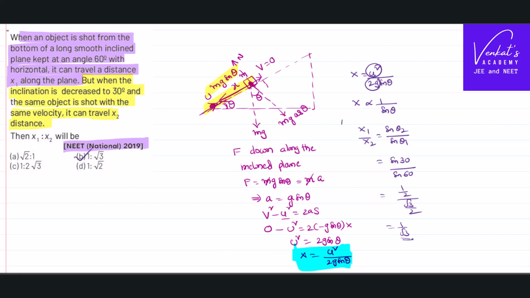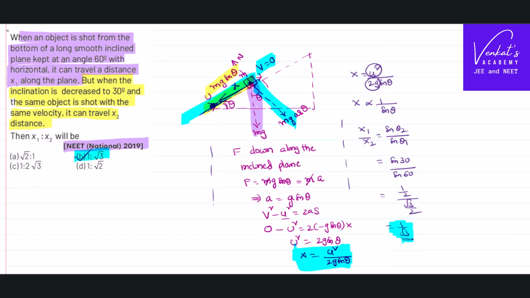It is that simple. To solve this problem, we need to know how to resolve mg into components. That's the most important thing. One is the component perpendicular to the plane, mg cos theta, as we have done in friction also, and the component parallel to the inclined plane is mg sin theta, which acts against the motion and tries to stop the body, and that's why it is stopped somewhere. The final velocity is 0. Thus we got the answer 1 is to root 3. That's it. Thank you for watching. This is the answer, 1 is to root 3.